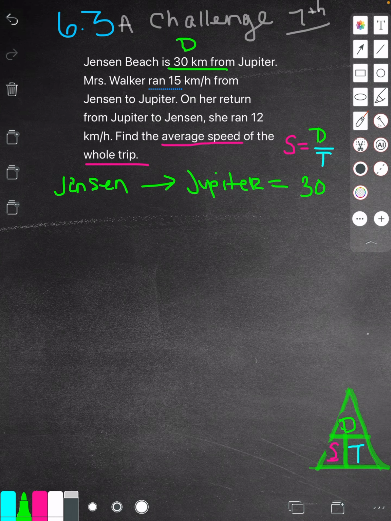Okay, so this is only a one-way trip here from Jensen to Jupiter. Mrs. Walker went 2 different ways because she did end up going back home from Jupiter to Jensen. So if I want to know what the distance is back, I need to think about what the distance was there.